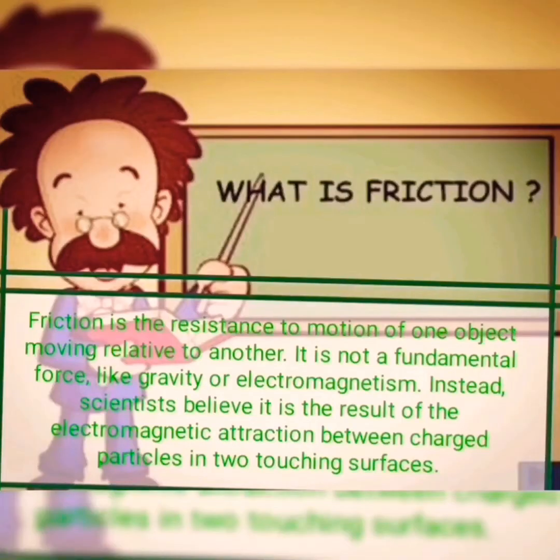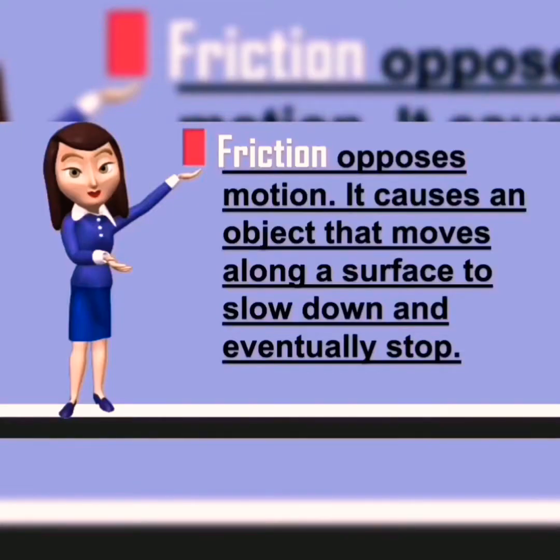So what is frictional force? Friction is the resistance to the motion of an object moving relative to another. It is not a fundamental force like gravity or electromagnetism. Instead, scientists believe it is the result of electromagnetic attraction between charged particles in two touching surfaces. Or we can say friction opposes motion. It causes an object that moves along a surface to slow down and eventually stop.